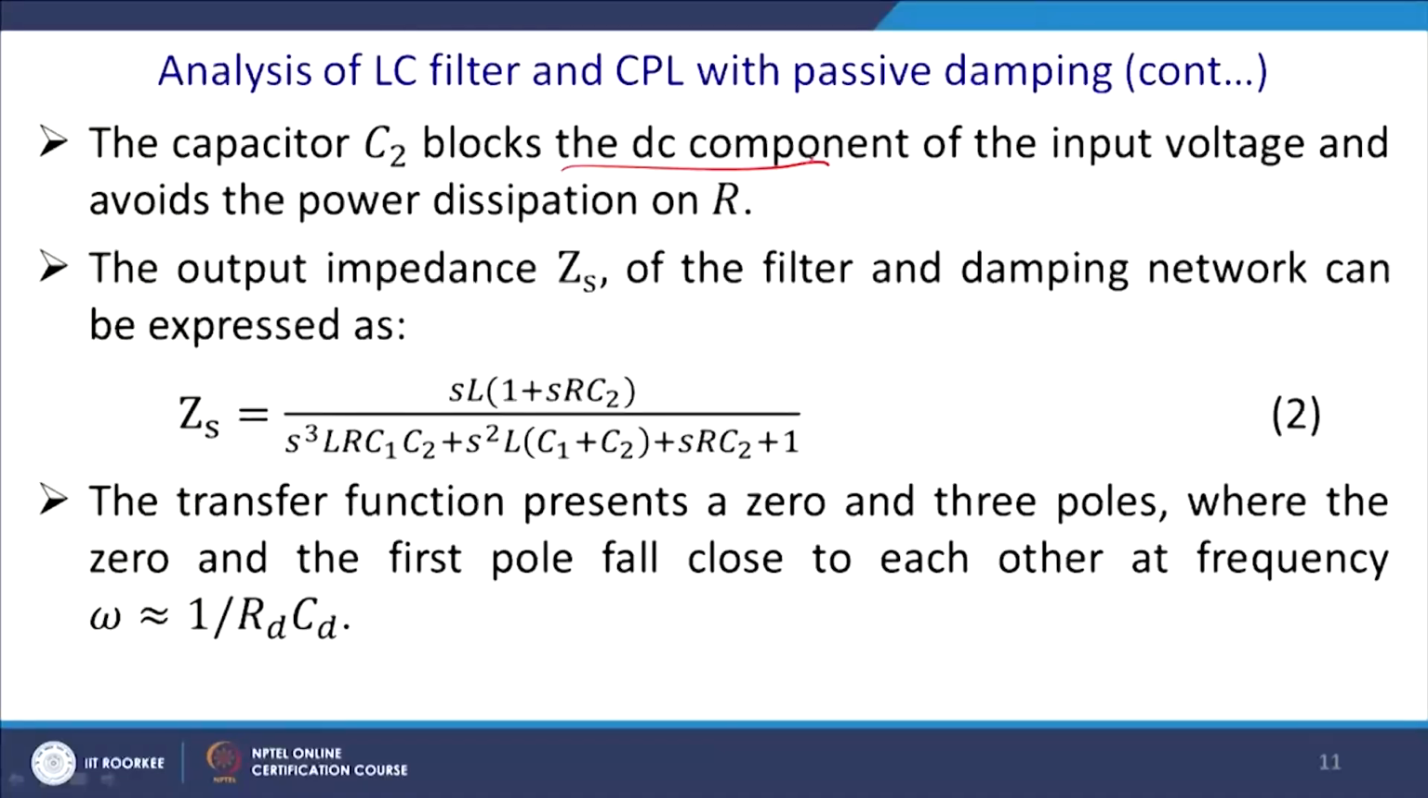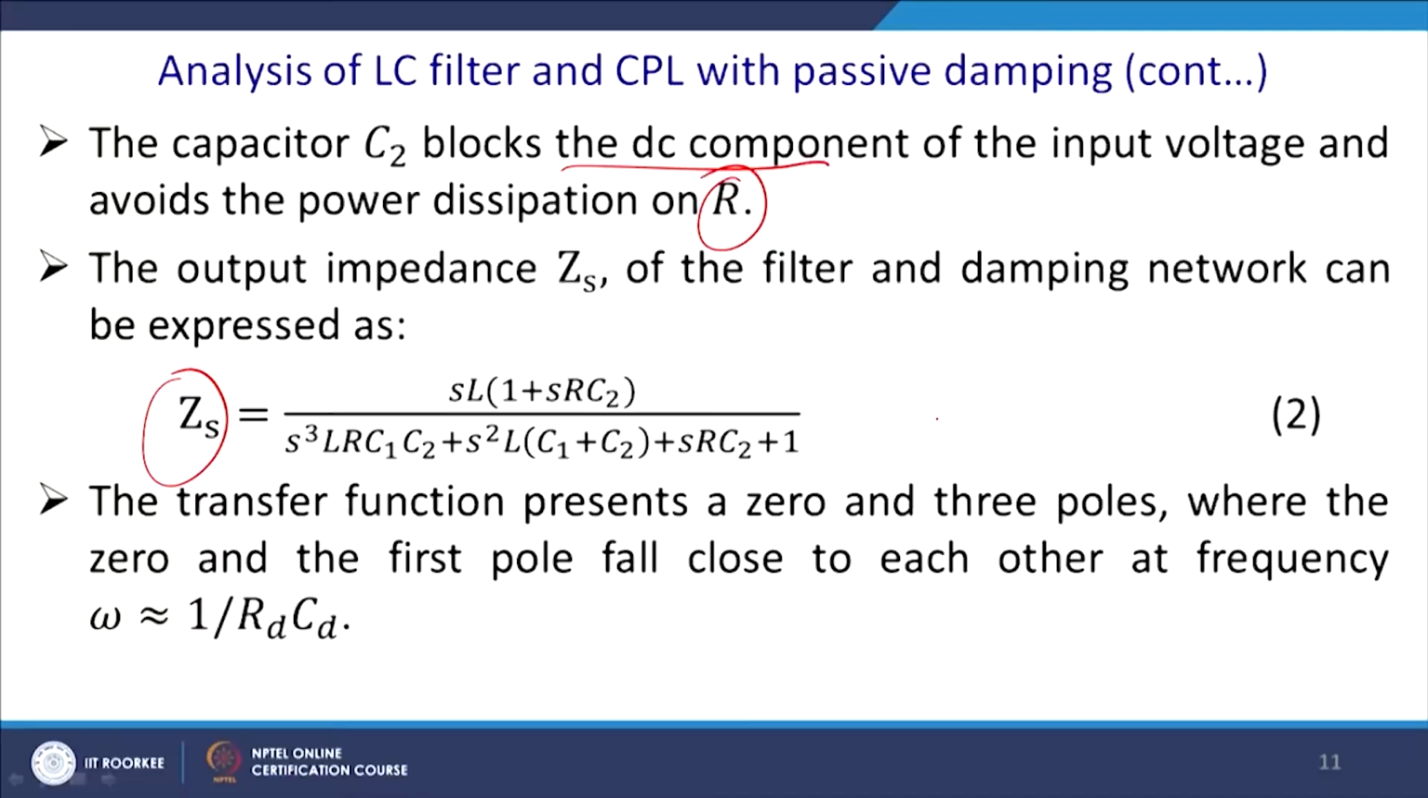The capacitor C2 generally blocks the DC component or the low frequency component of the input voltage and avoids the power dissipation on R. The output impedance ZS of the filter and damping network can be expressed as ZS equal to SL(1 plus SR C2) by S cube LR C1 C2 plus S square L(C1 plus C2) plus SR C2 plus 1.